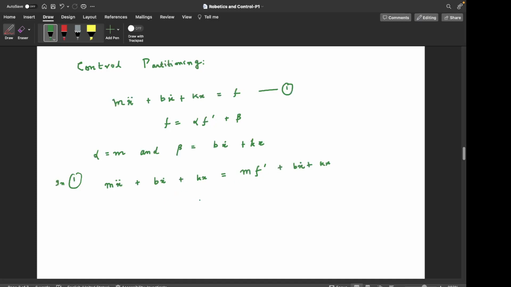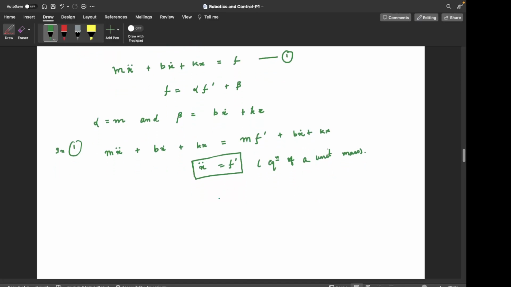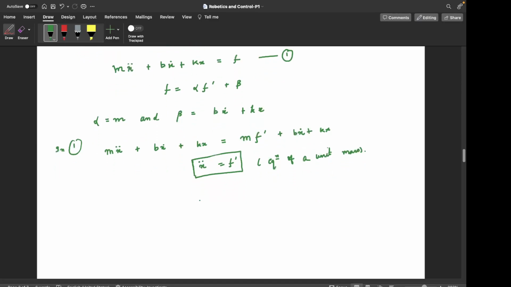So what are we getting from here? This x double dot is equal to f dash. So this is what I was talking about. And what is this? This just represents the equation for unit mass. This represents the equation of a unit mass.